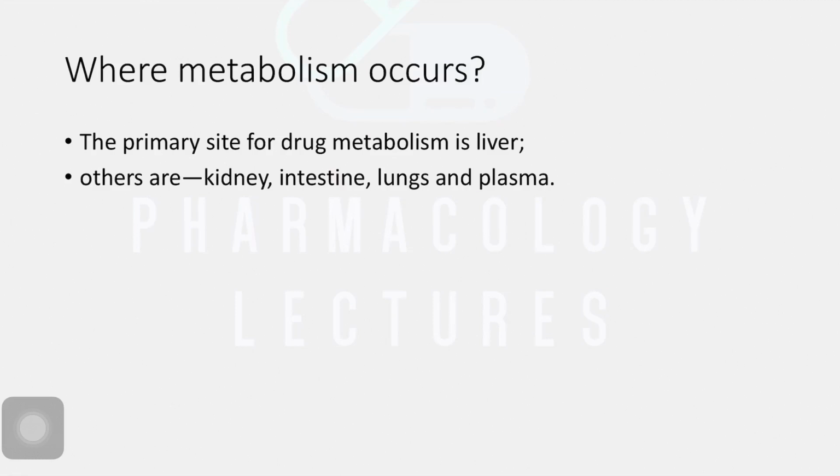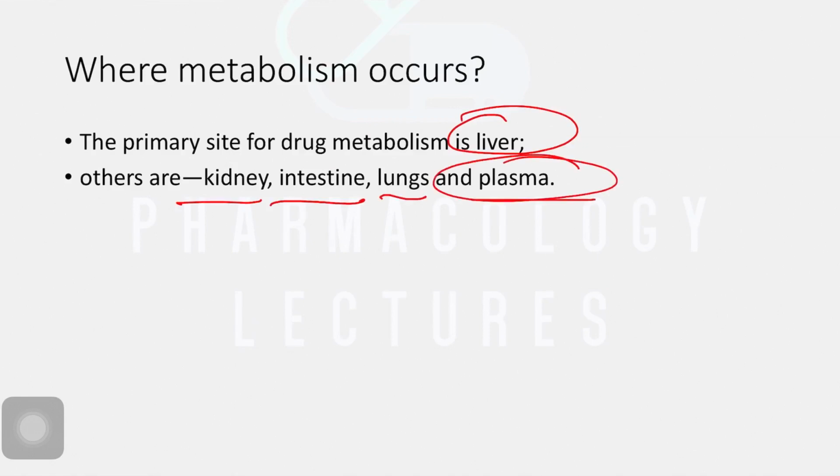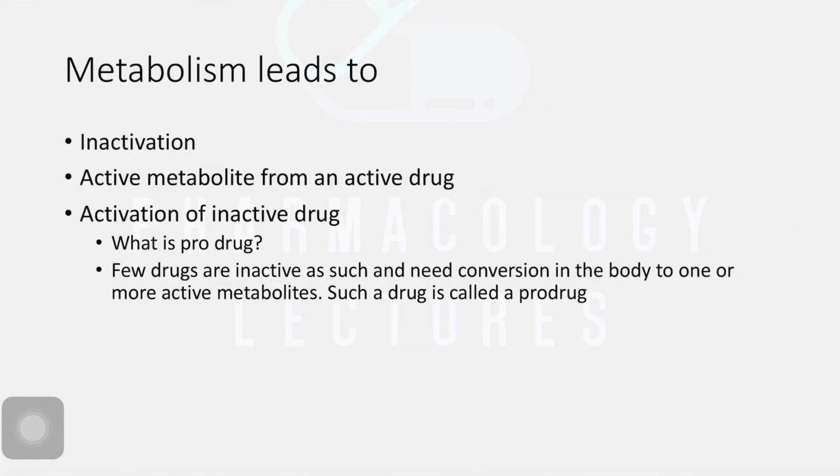Where does this metabolism occur? Next question. The primary sites, we have already seen first pass metabolism, that was before the main metabolism starts. But where is the main metabolism? Again, the main site of metabolism is liver, but there are some other places as well. Few drugs get metabolized in kidney, few in intestine, few in lungs, and certain drugs get metabolized in plasma as well, which are very short acting. So you need to remember the names of those drugs also, that can be asked in examinations, that which drugs metabolize in plasma.